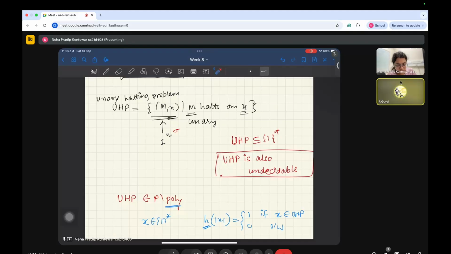write here, say 100 ones. So can't I consider these 100 ones as an instance of UHP? Because it is quite possible that 80 ones would be representing the description of some Turing machine, and the other 20 ones would be representing some input. So whichever string I write here over the tape is definitely going to be an instance of the UHP language.